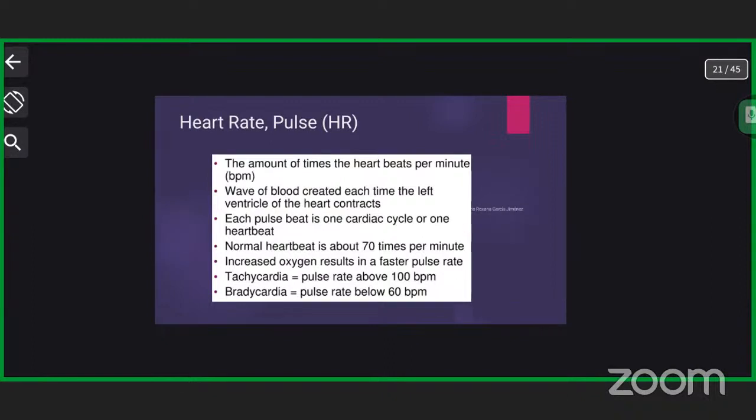The number of heartbeats per minute is BPM. A wave of blood is carried each time the left ventricle of the heart contracts. Each pulse beat is one cardiac cycle, one heartbeat. Normal heartbeat is about 70 times per minute. Increased oxygen demand results in a faster pulse rate. Tachycardia is a pulse rate above 100 BPM and bradycardia is a pulse rate below 60 BPM. Thank you so much.